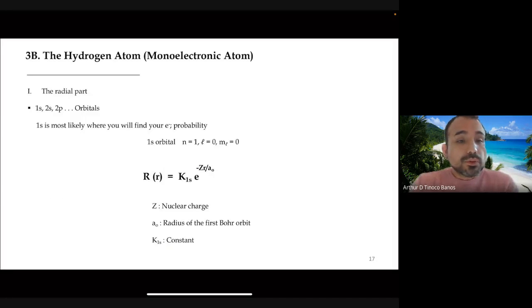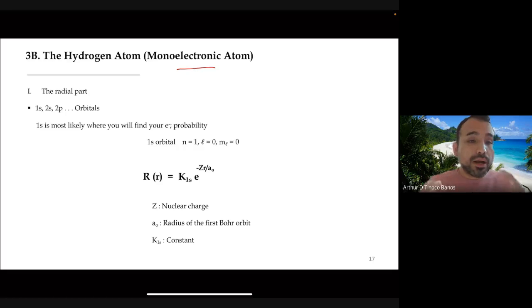All right, so we're going to focus on the hydrogen atom as our representation of an atom with one electron. So again, a monoelectronic atom. And we're going to focus on the radial part of the wave function, right? The distance in terms of radius between the electron and the nucleus.